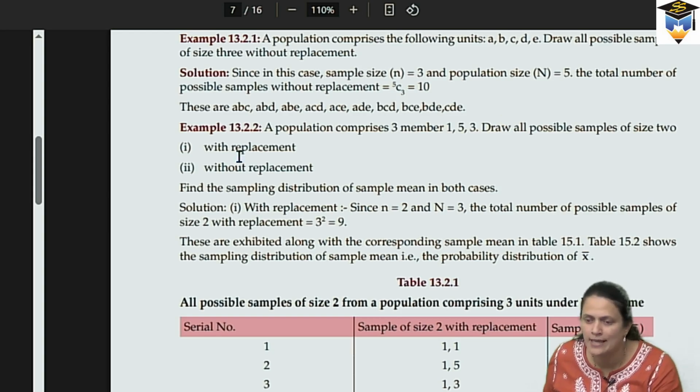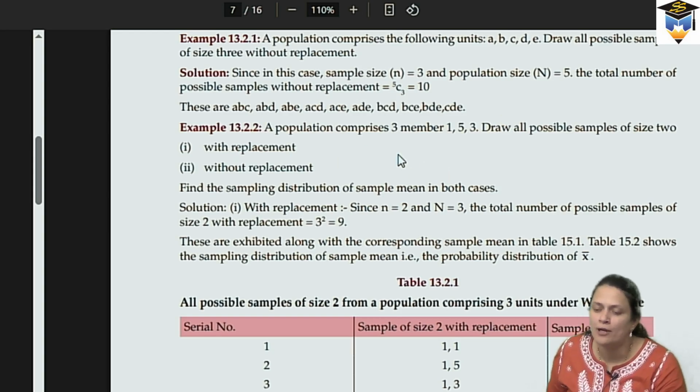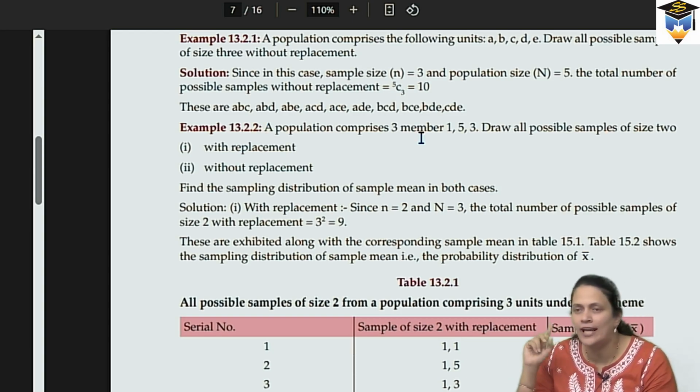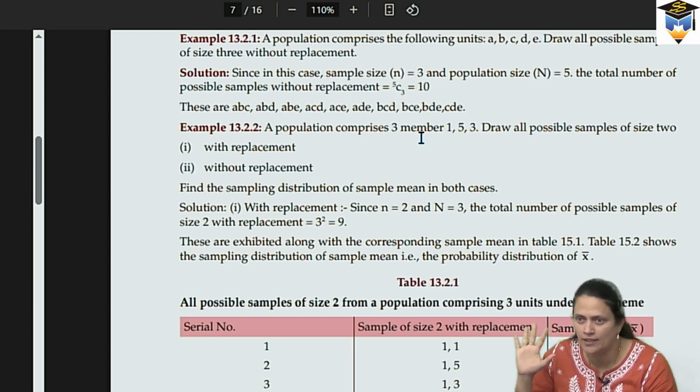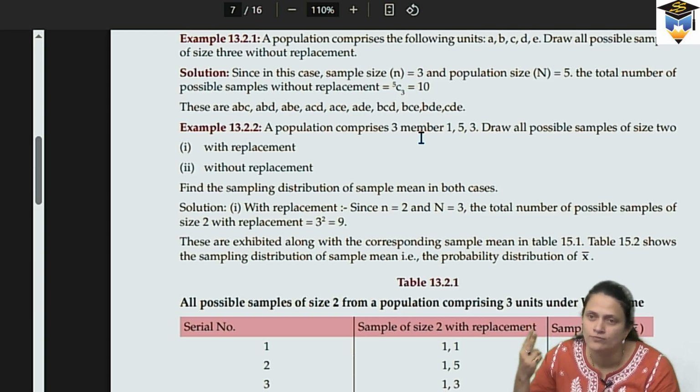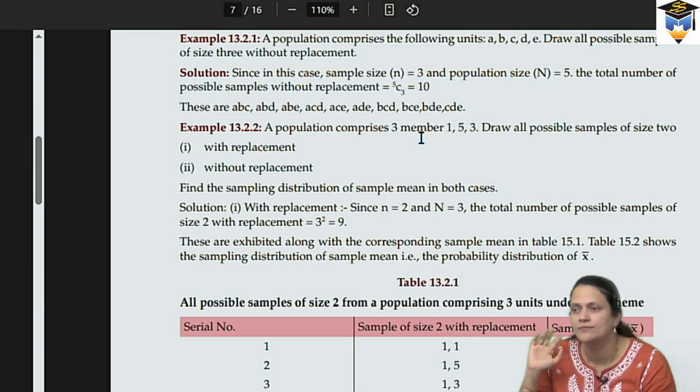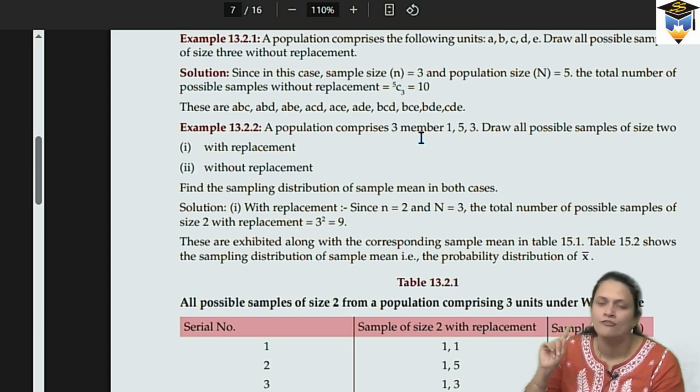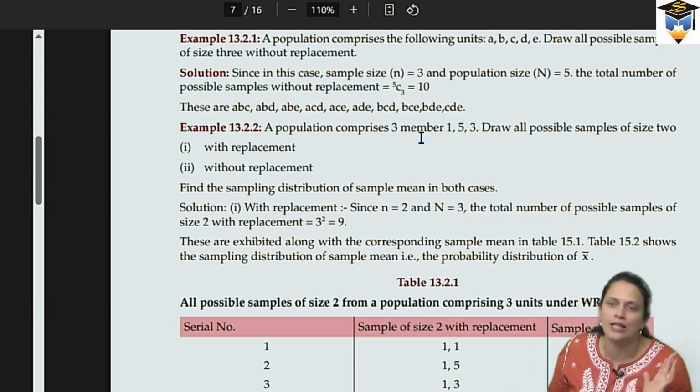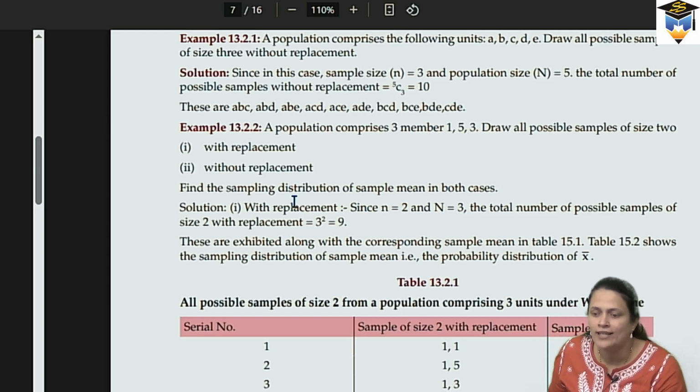Now consider example 3.22. A population comprises of 3 members. So tell me, what is capital N in this case? 3. Draw all possible samples of size 2. What is the value of small n? First with replacement, second without replacement. So find the sampling distribution of sample mean in both cases.